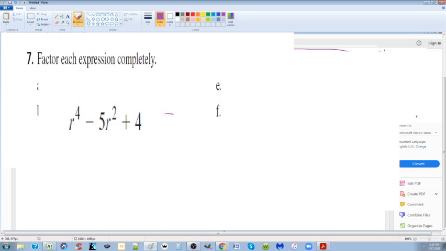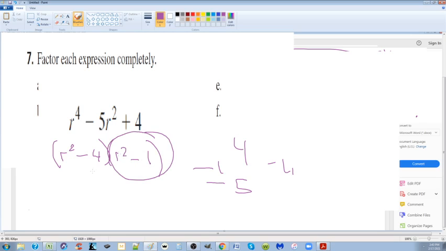Well, we're still looking for numbers that multiply out to 4 but add up to minus 5. So we're talking about minus 1 and minus 4. And we're talking about r squared minus 4, r squared minus 1. Then here we have a difference of squares. Oh, we got a difference of squares twice.